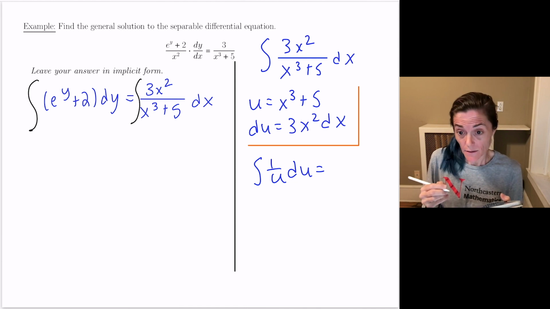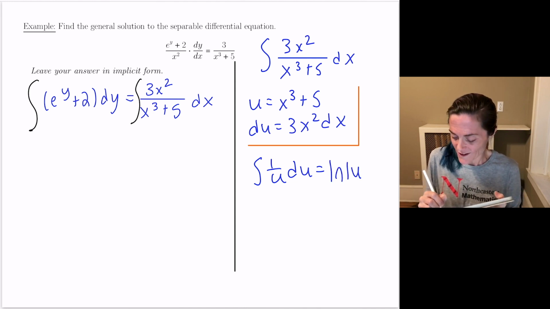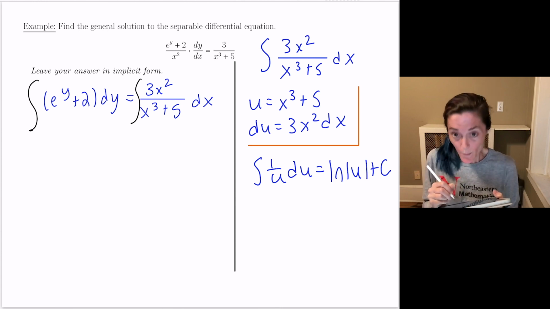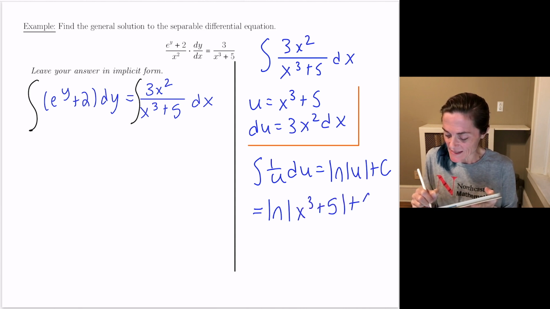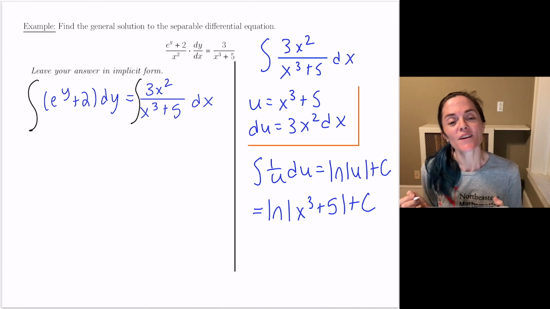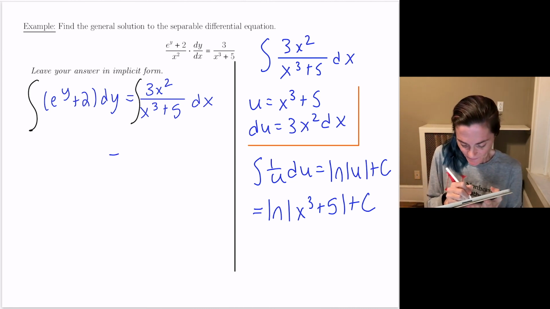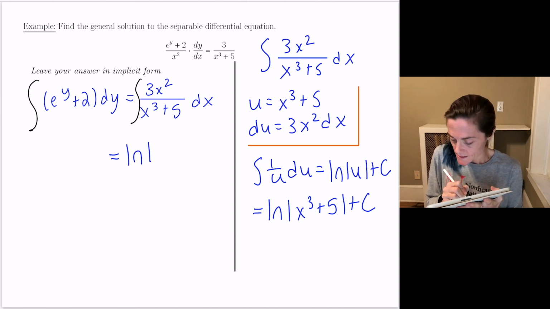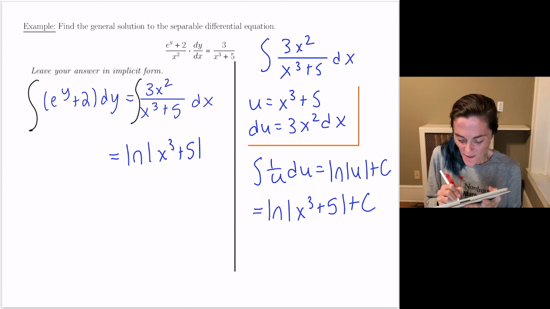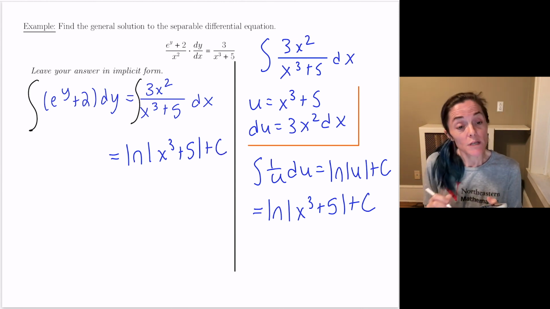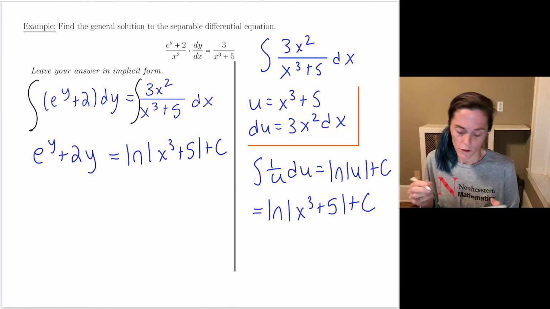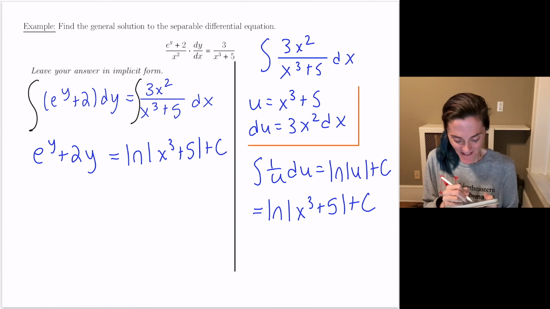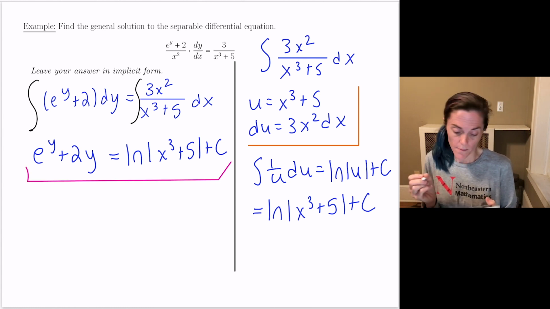We integrate, we have ln absolute value of u plus c, and then we go back to x. ln absolute value x cubed plus 5 plus c. Okay, so we have figured out this integral. To integrate with respect to y, well, we integrate e to the y, and we integrate 2 dy. So this is my final answer in implicit form.